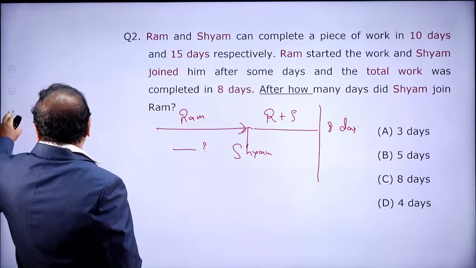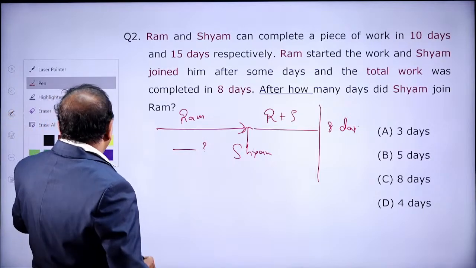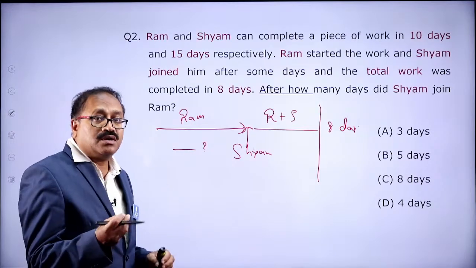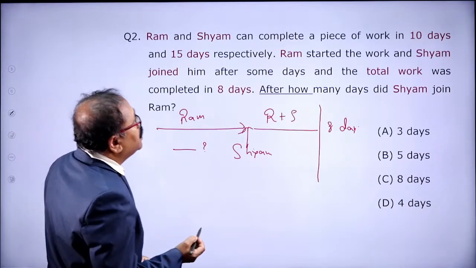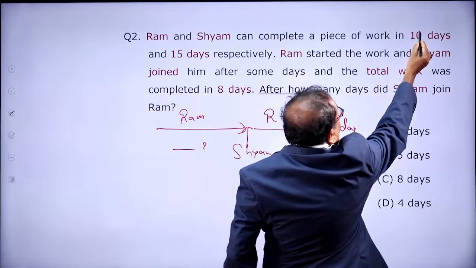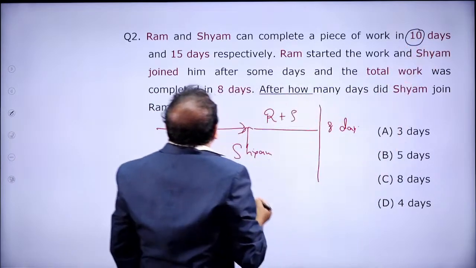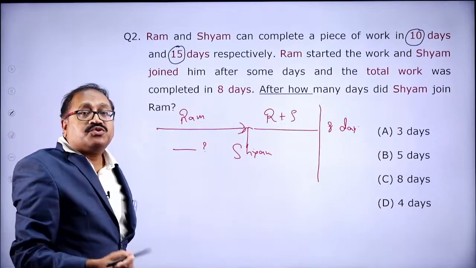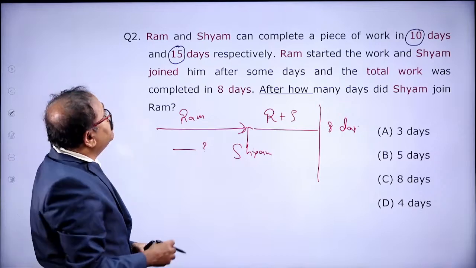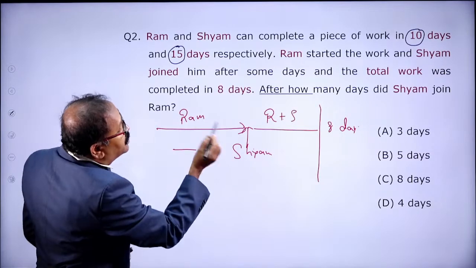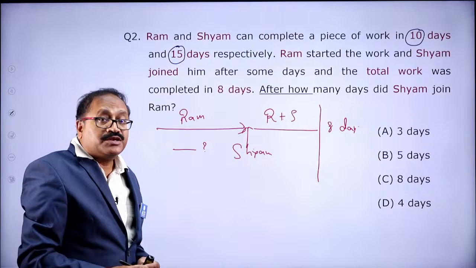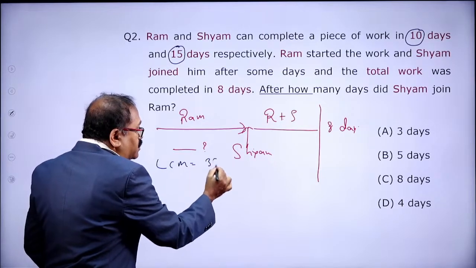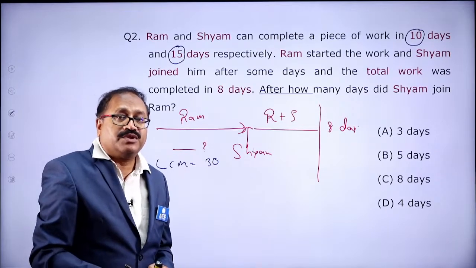So I will answer this question. I will go with the LCM method. There are multiple ways we can answer the question. One of the easiest ways is to take the LCM. So he can complete the work in 10 days and this person can complete the work in 15 days. What is the total work? The total work will be the LCM of 10 and 15. That is nothing but 30. So my LCM is 30. That means there are 30 units which have to be completed.